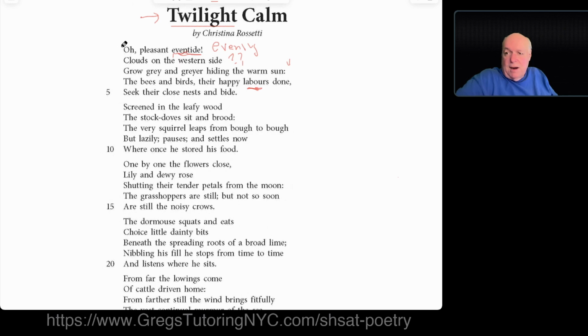So let's try to figure out what's happening right here, because that's kind of critical as we jump into this. Otherwise, we're kind of at a loss in a way. So the author's saying that the evening has come and it's kind of a happy time. So, clouds on the western side. The sun rises in the east and sets in the west. Okay, and grows grayer and grayer, hiding the warm sun. So this is talking about sunset. It's just a pleasant evening with a sunset happening.